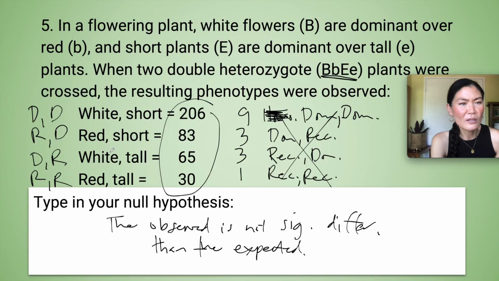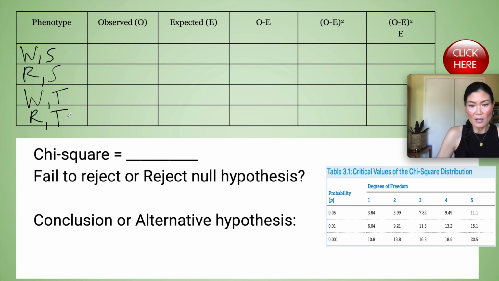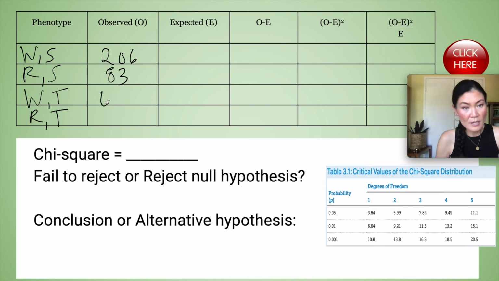Okay, so it's white short, red short, white tall, and then red tall, okay? So what did we observe? Actually, I wrote it down here. It's going to be 206, 83, 65, 30. Okay, and how do we get the expected, right?